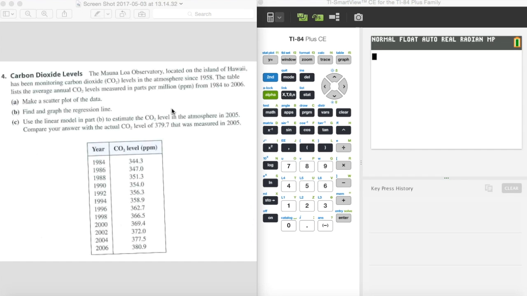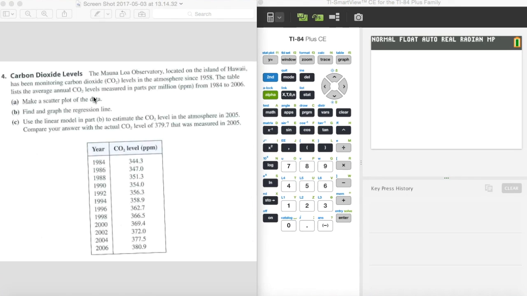Okay, we've got two-variable statistics now. We're going to look at two variables, the year and CO2 level. We have data that was collected on the island of Hawaii, on top of the Mauna Loa volcano, where they measured the carbon dioxide level since 1958. The data we're given is from 1984 to 2006.